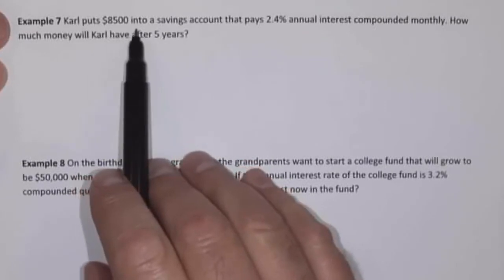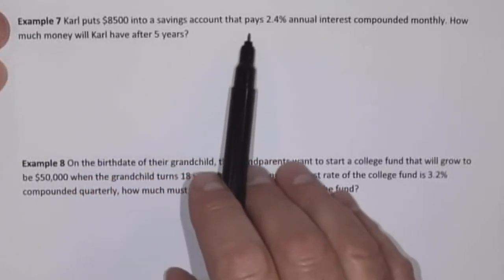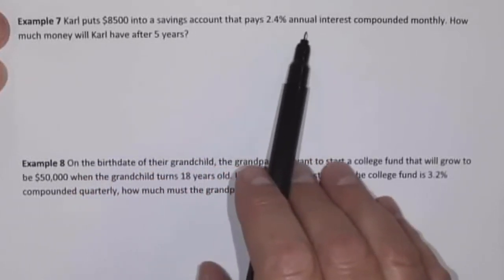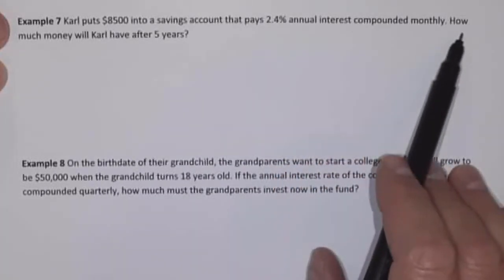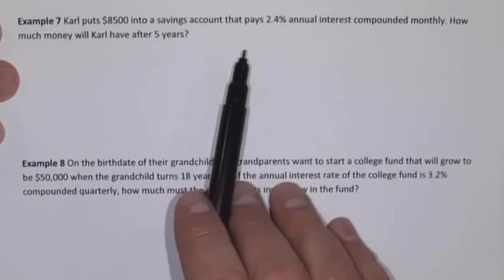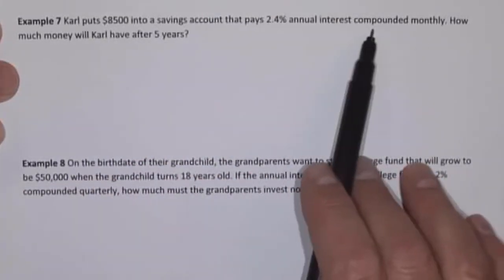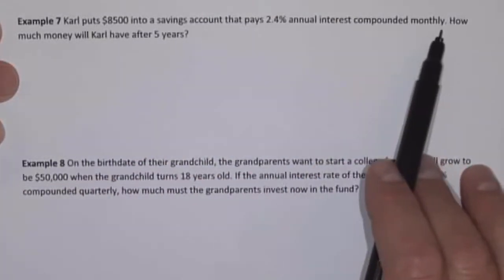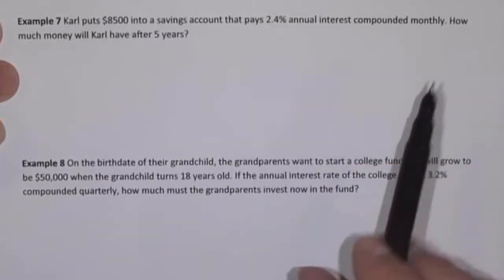Carl puts $8,500 into a savings account that pays 2.4% annual interest compounded monthly. How much money will Carl have in 5 years? So again, this is a compound interest formula. We're compounding monthly, which means 12 times per year.